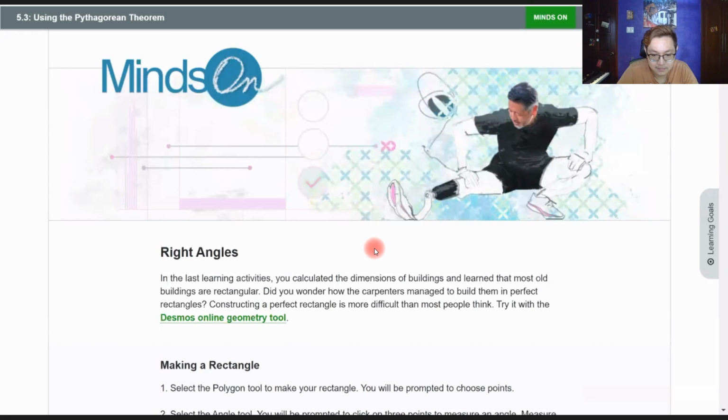Right angles. In the last learning activity, you calculated dimensions of buildings and learned that most buildings are rectangular. Did you wonder how the carpenter managed to build them in perfect rectangles? Constructing a perfect rectangle is more difficult than most people think.